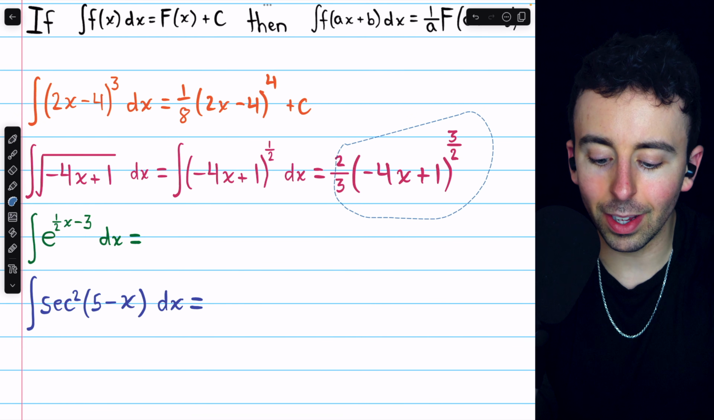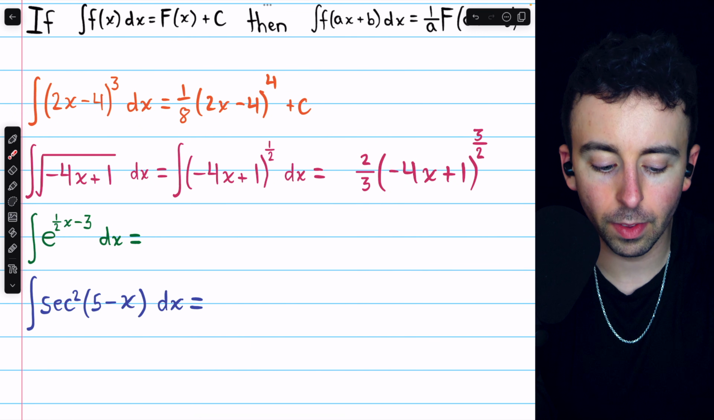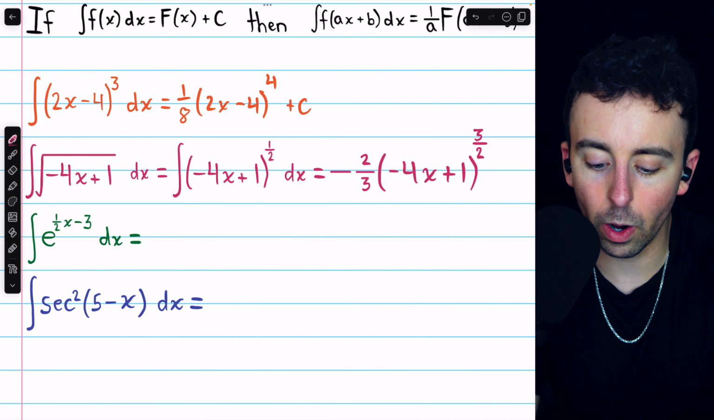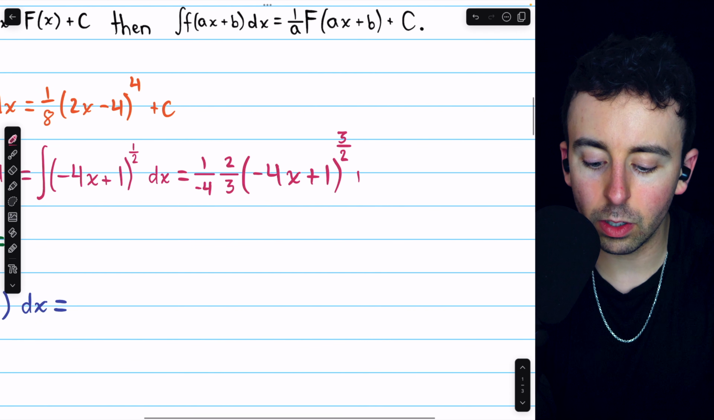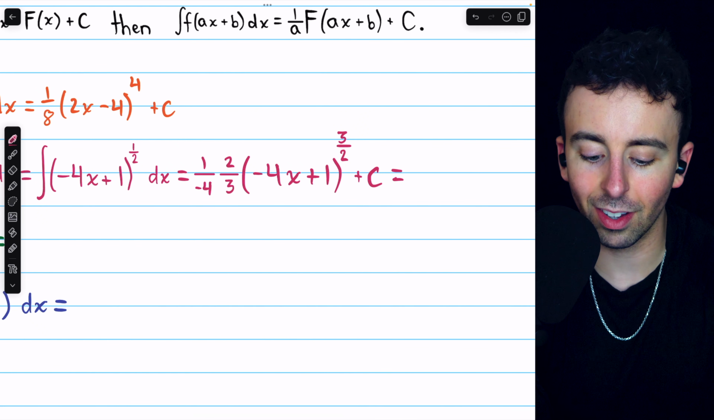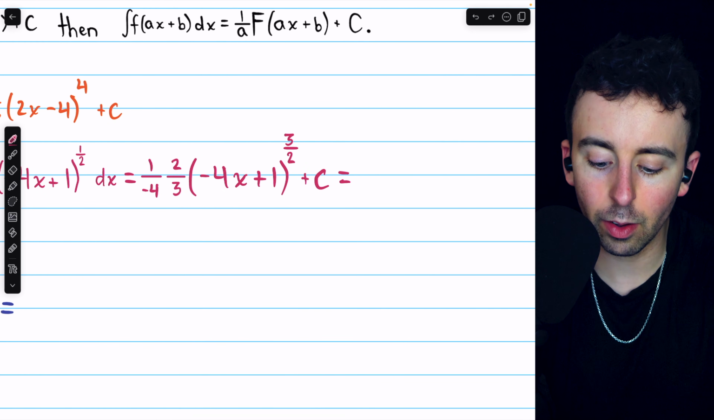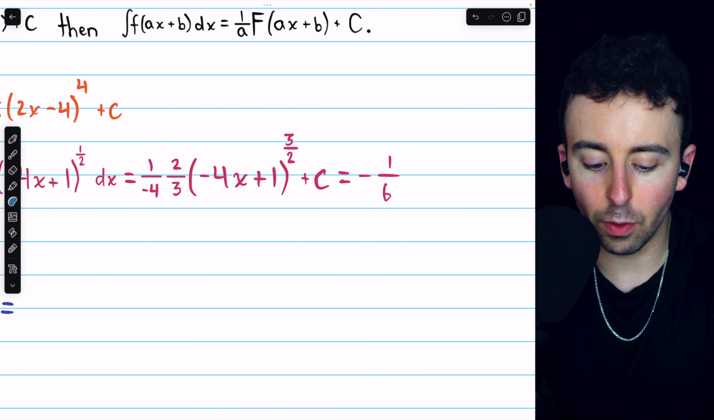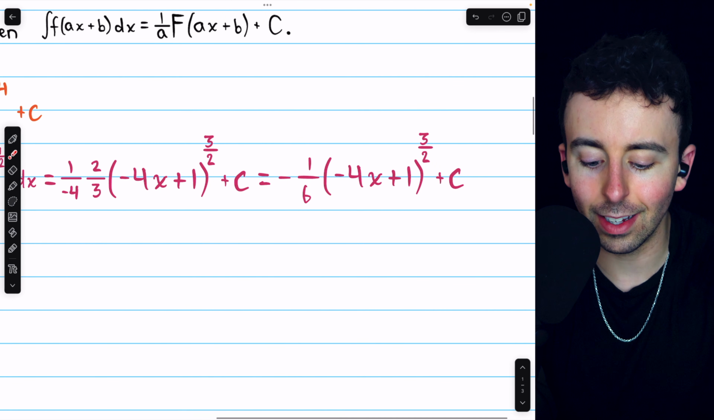But because the input isn't just x, it's a linear function, -4x + 1, we need to divide by the slope of that linear input. We need to divide by -4. So that's the same as multiplying by 1 over -4. Now, don't forget the arbitrary constant, and we will just simplify. 1 over -4 times 2/3 is -2/12, which we can reduce to -1/6. And then, of course, we still have (-4x + 1) to the power of 3/2 and our arbitrary constant. So that is the integral.